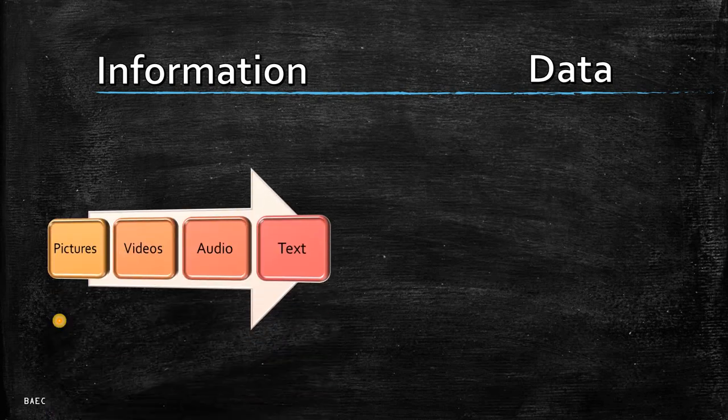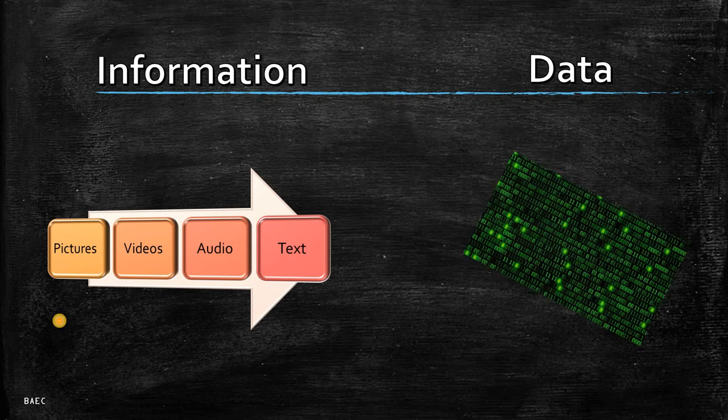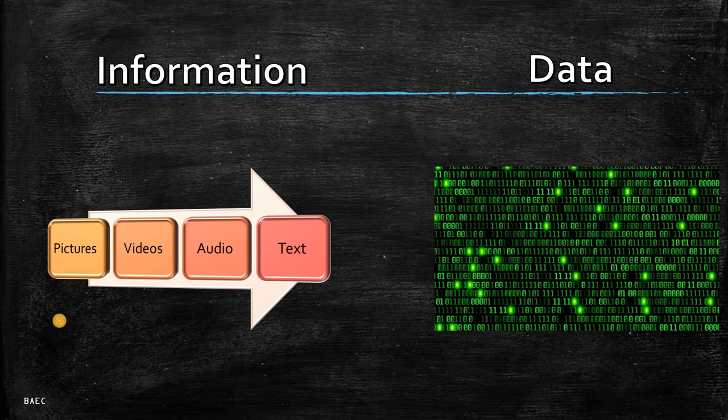In the world, there are only 4 types of information, that is shown in the picture: pictures, videos, audio, and text. Only these are the 4 types of information existing in the world. So what is meant by data? When you translate this into the computer form, that is ones and zeros. So pictures, videos, audio, or text, anything you can convert into the computer form is known as data. This is binary information.